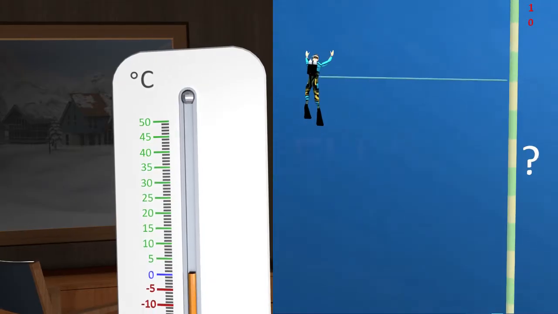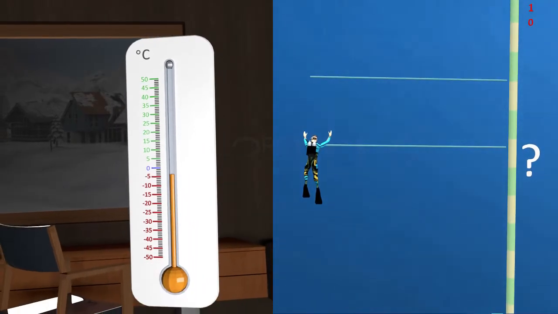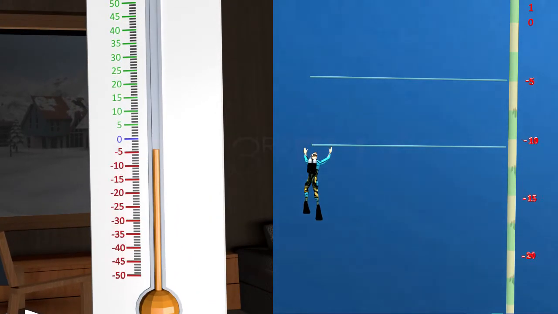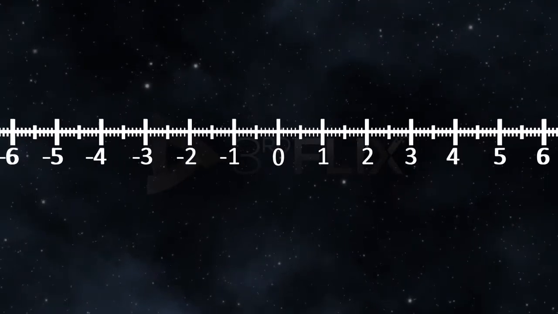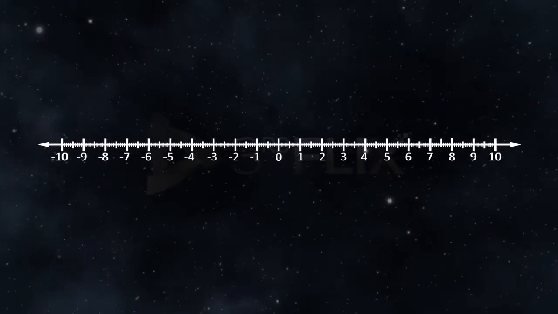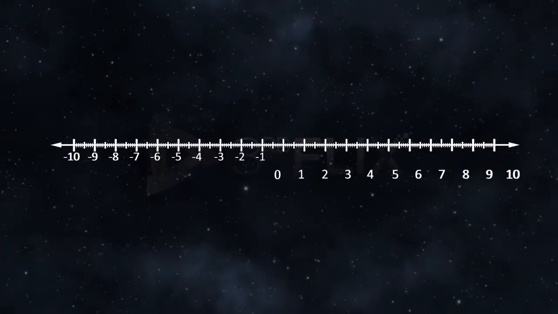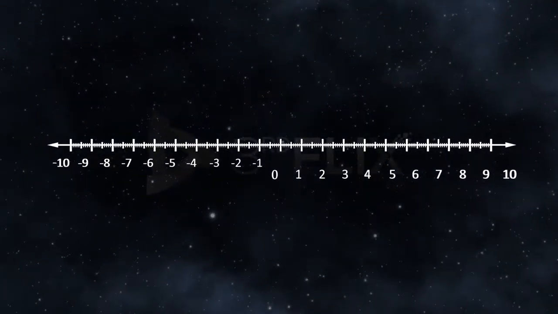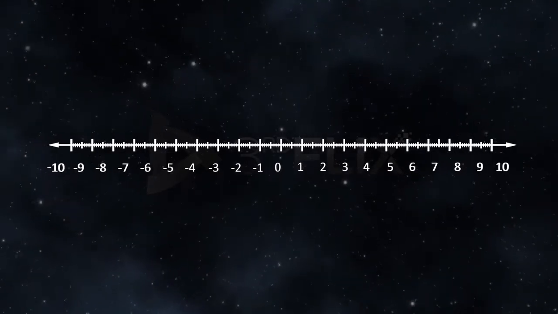Let us learn special numbers that enable us to represent such situations. These are called negative numbers. A combination of whole numbers and negative numbers is called integers. Let us learn about integers.